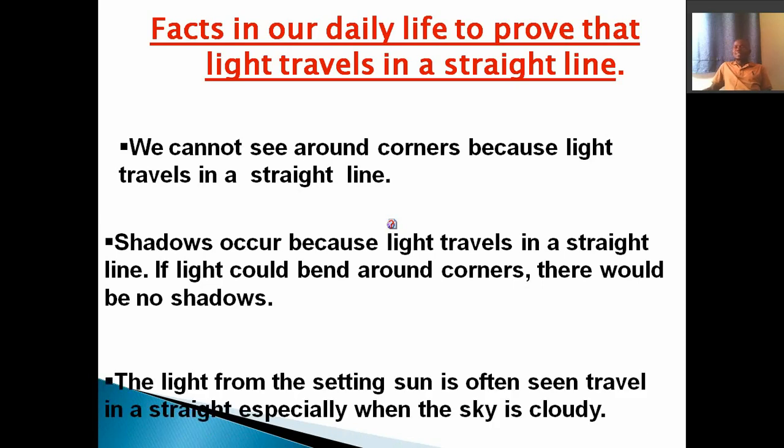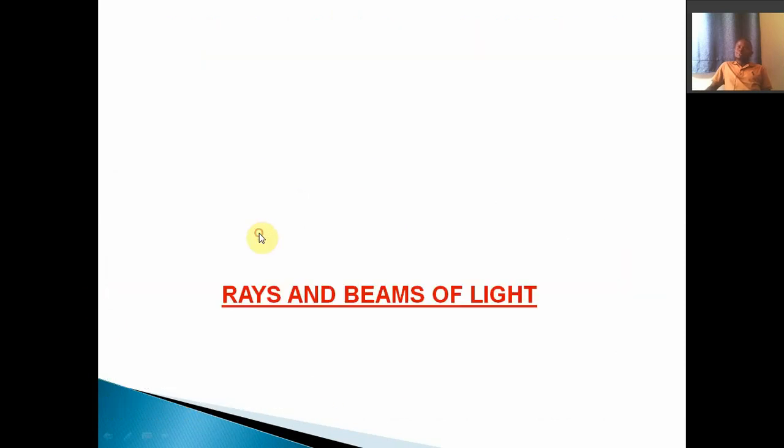Then next, the light from the setting sun is often seen to travel in a straight line, especially when the sky is cloudy. Try this in the evening when the sun is setting at around 6 o'clock. Don't try it at midday. It will spoil your eyes. But in the evening at around 6 when the sun is setting, look at the sky. You always see light rays penetrating out of the clouds. That will also show you that really light travels in a straight line.